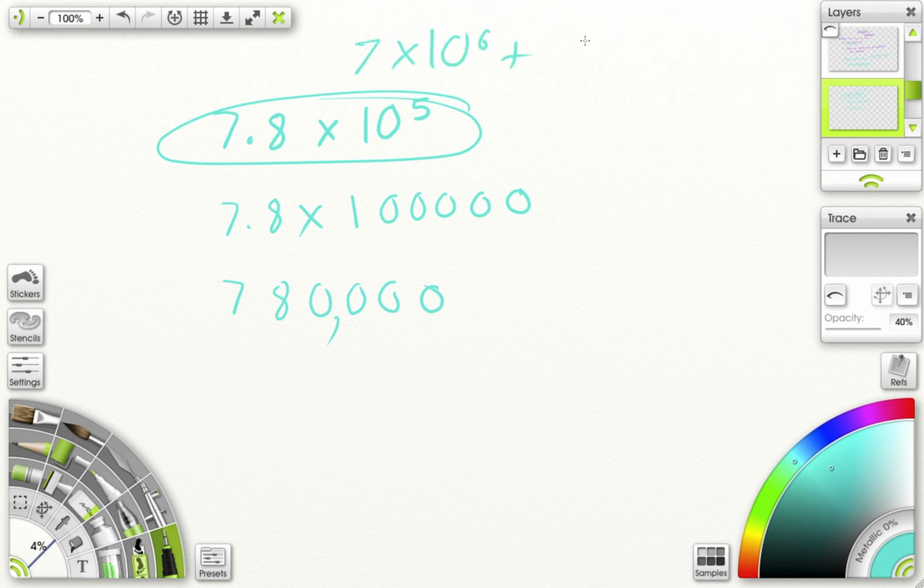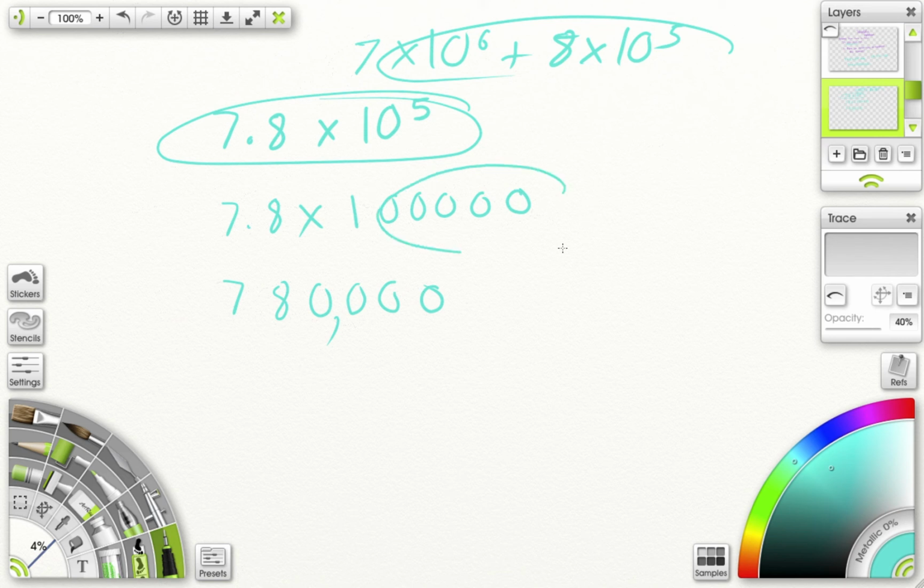This is much easier, and just an easier way of doing it than doing something like 7 times 10 to the power of 6 plus 8 times 10 to the power of 5. This is just kind of a shortcut. So instead of having to do it section by section and writing on forever, you can break it down to decimal.